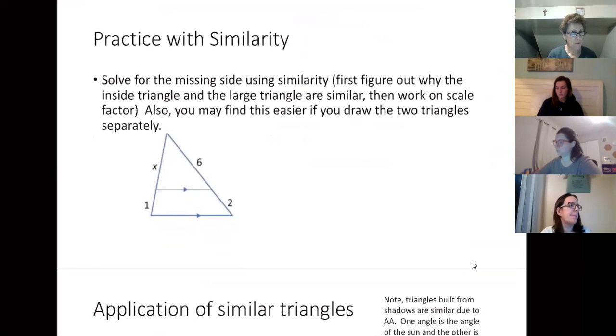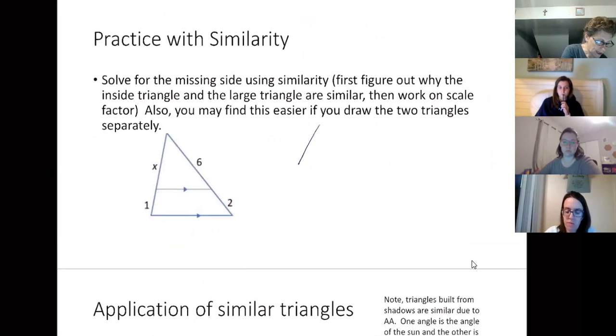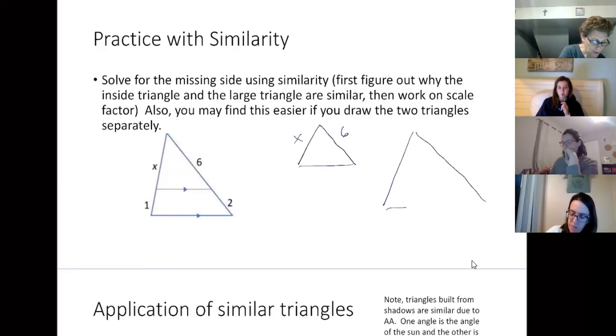So that kind of brings us to some of the parallel line stuff that we studied in the previous chapter. So notice what they did. They have a triangle inside a triangle. And a lot of times it's really helpful to redraw this so that you have the small triangle here. And this is X and this is 6. And then I have the bigger triangle here. And this is where you've got to be careful, because the left side is going to be X plus 1, and the right side is going to be 8. And I don't know the bottom.